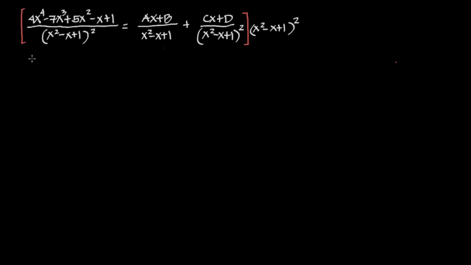So ang matitira is only 4x raised to the power of 4 minus 7x cubed plus 5x squared minus x plus 1. Dito naman na term is maka-cancel yung isang x squared minus x plus 1. So we have ax plus b times x squared minus x plus 1. And dito naman na term is mag-cancel out to. So we only have cx plus d.